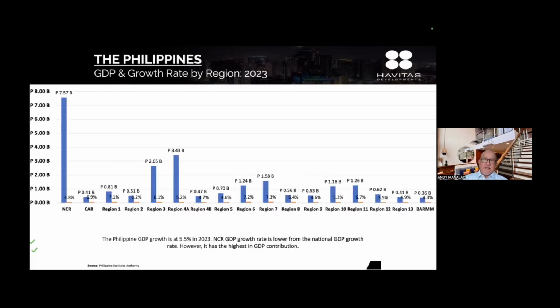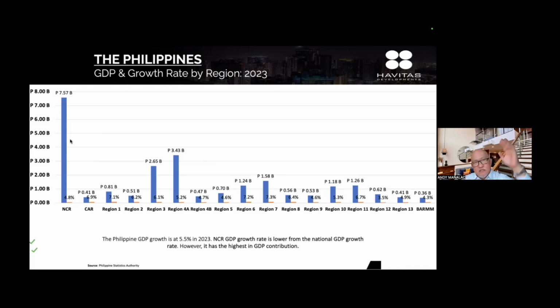Okay, ito na. Just look at this one. The GDP and the growth rate by regions. This will show you why the developers are moving in different regions. Of course, what they want to see is not just to get out of Metro Manila, but to go where there is a market. When you say there's a market, is there enough population there? Is the population enough? It depends. What kind of population is there?